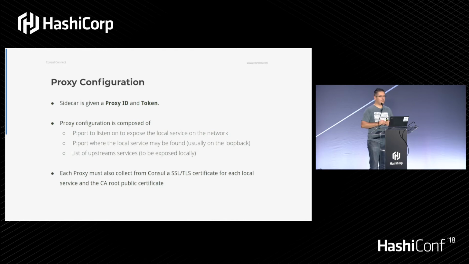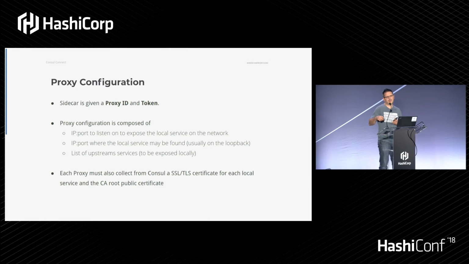Then we have the proxy configuration. Since we must start up a sidecar proxy, we must provide it some information on how it's supposed to get configured to load balance the local service. So the sidecar proxy will be given a proxy ID and a token. And when the sidecar proxy queries the Consul node, it's going to do it with the proxy ID, and then the local node will be able to deliver the configuration it's supposed to execute.